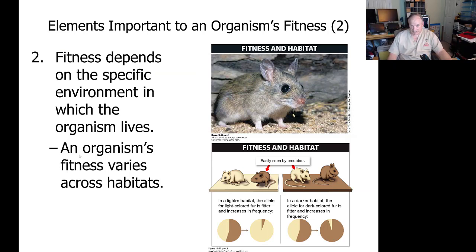Fitness depends on the specific environment in which the organism lives, and so therefore fitness varies across habitats, of course. Because if you look at the color difference here, that would make this stick out more to a predator versus a white background. The brown rat would stick out more. So the environment makes a big difference in terms of fitness within a habitat. So this is just one example of many where that's the case.